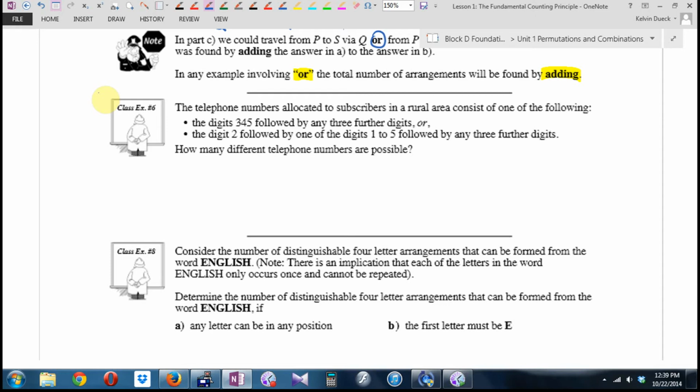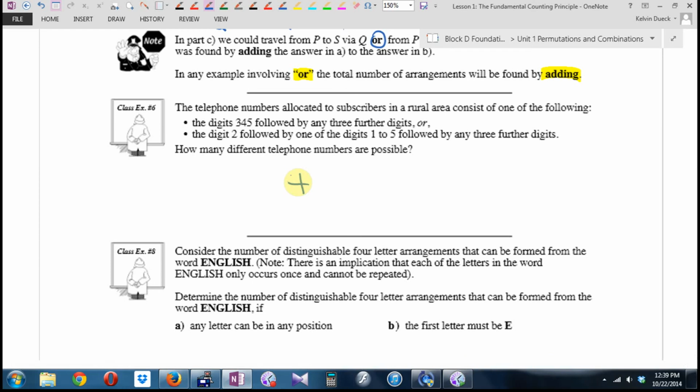Which word did I emphasize? You know what I would do right now? I would say there's going to be a big plus sign in my equation. You know why, Chelsea? Because or means add. I'm going to figure out the first one on the left, I'll figure out the second line on the right, and then I'll add them together.